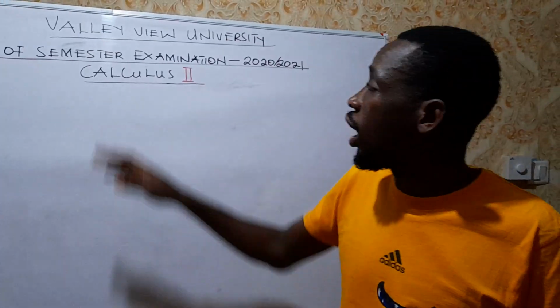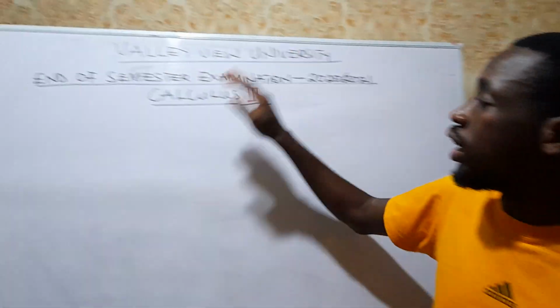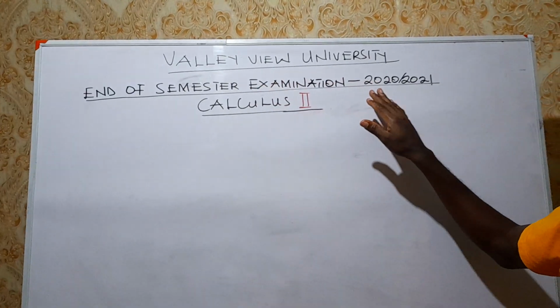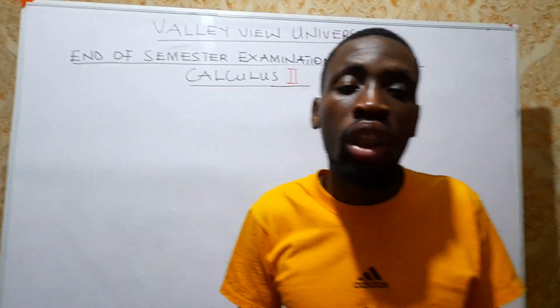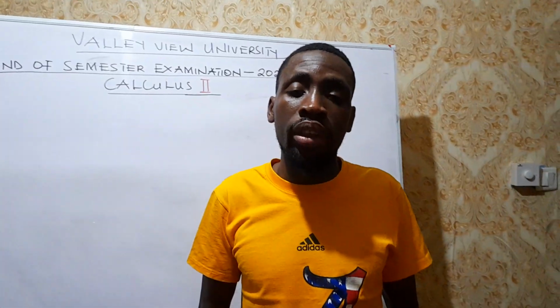Today, our discussion will be on solving Valley View University end of semester examination, the 2020-2021 academic year, on Calculus 2. So please come along with me.